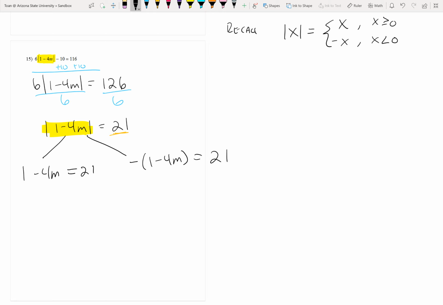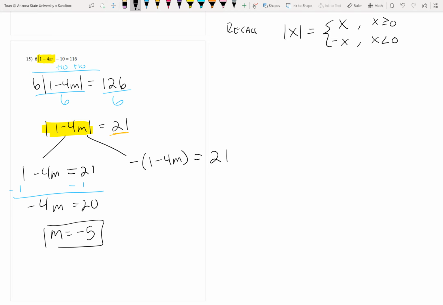So let's just go ahead and solve these two equations. On the left here, let's subtract 1. Negative 4m equals 20, and divide out the negative 4 gives you m equals negative 5.